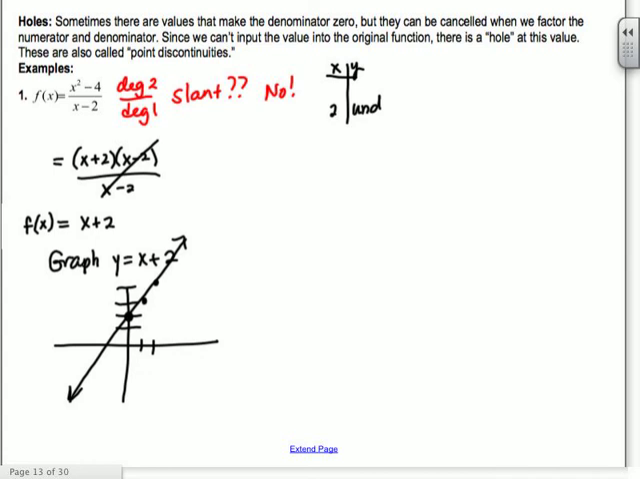So what do you think we have to do at 2, 4? Not curve it. Skip it. Yep, that's exactly it. So there's just a hole there. You just skip over that point because it's not in your final answer.